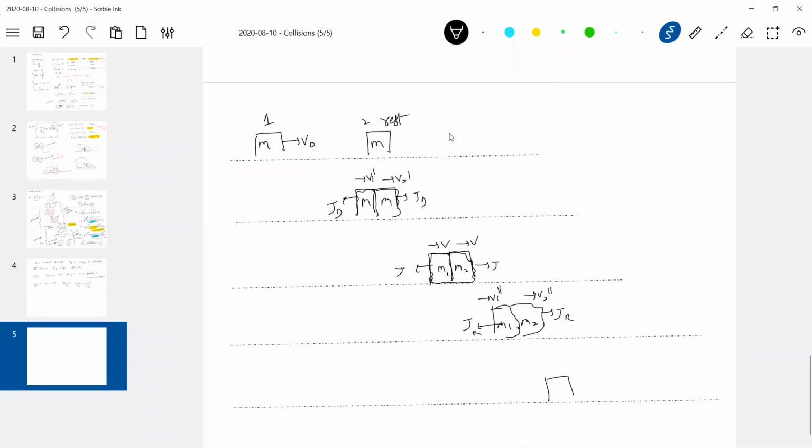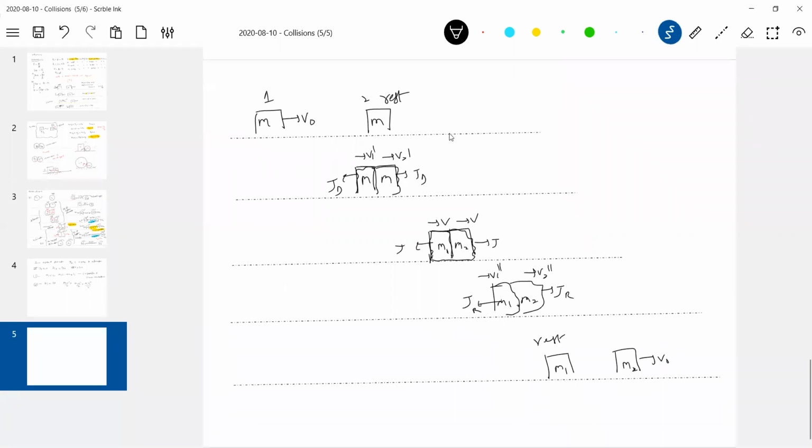Finally, what will happen? I'll see that this will come to rest, and this will be moving with the same speed. So here the kinetic energy will be minimum, and the deformation energy, I'll write ED, will be maximum. What is ED? Deformation energy, or potential energy.